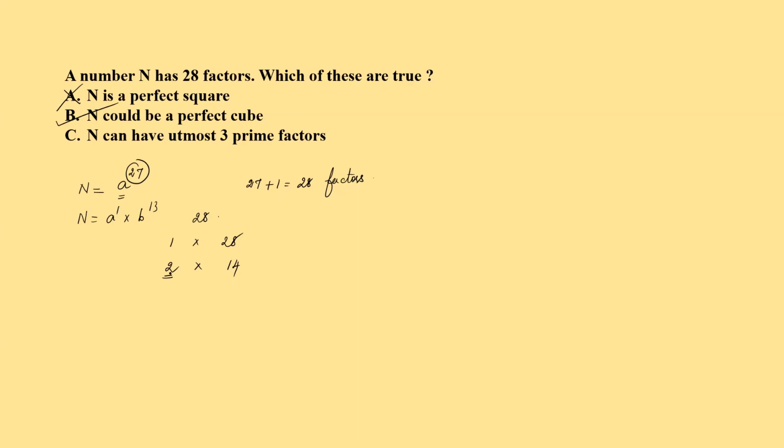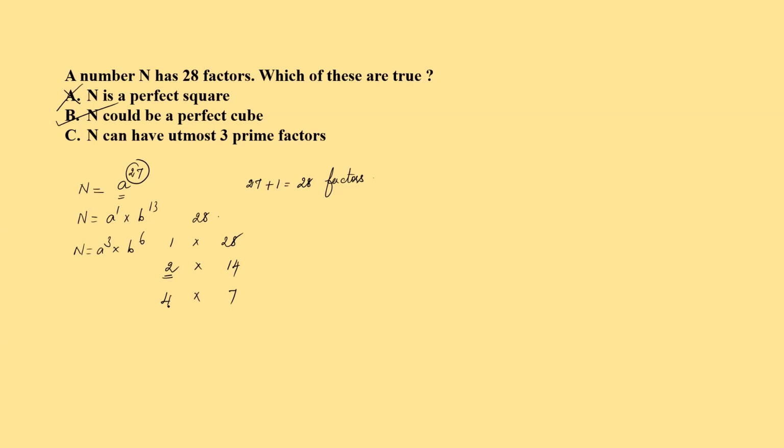Right. Now, what else is possible? Let us have a look. 3 is not a multiple, but 4 is a multiple. So, can I write it as 4 into 7? Yes. So, n can also be in the format a to the power 3 into b to the power 6. So, here you'll have 4 values and here you'll have 7. So, 4 into 7, a total of 28 factors.